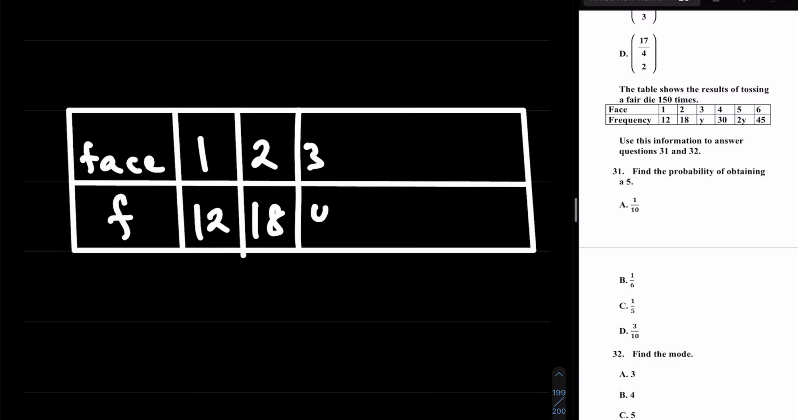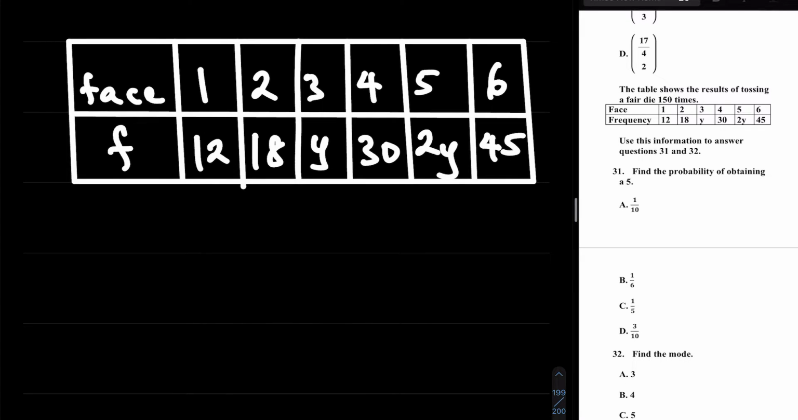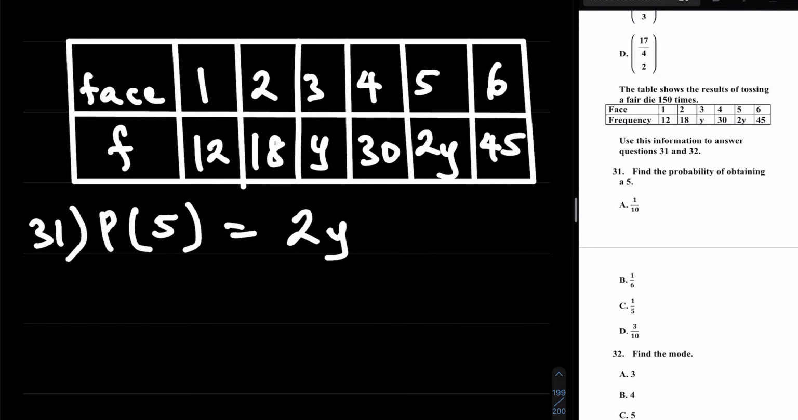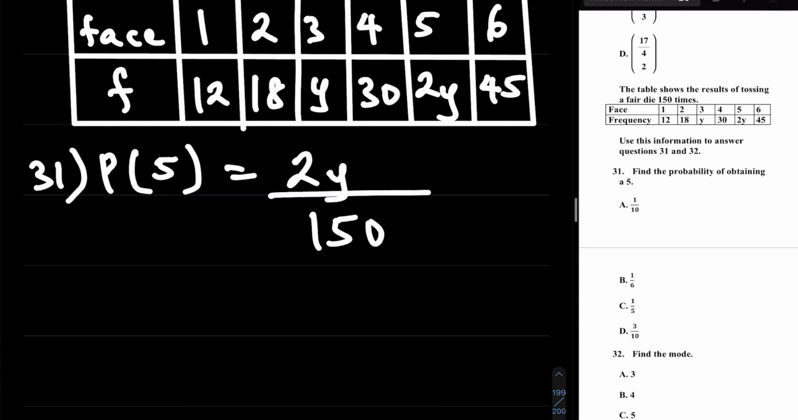3 shows up y times, 4 shows up 30 times, 5 shows up 2y times, and 6 shows up 45 times. Now find the probability of obtaining a 5, which is number 31. The probability of obtaining a 5 is the number of times a 5 shows up divided by the total number of times the die was tossed. That's 2y over 150. We need to find y to be able to find that.